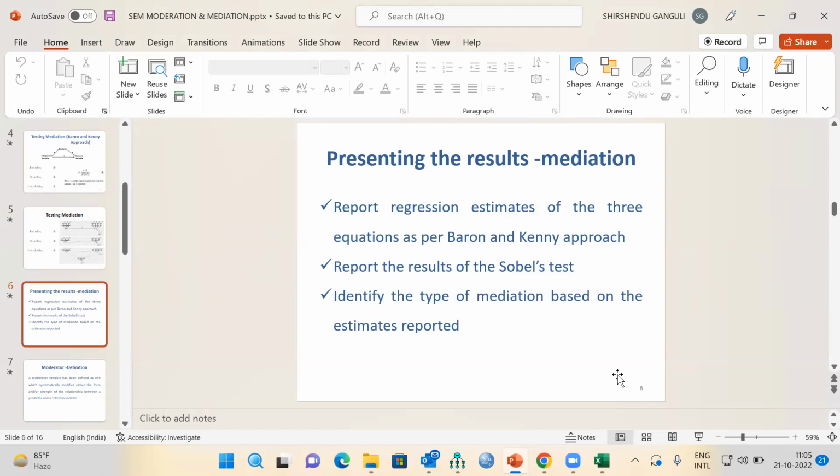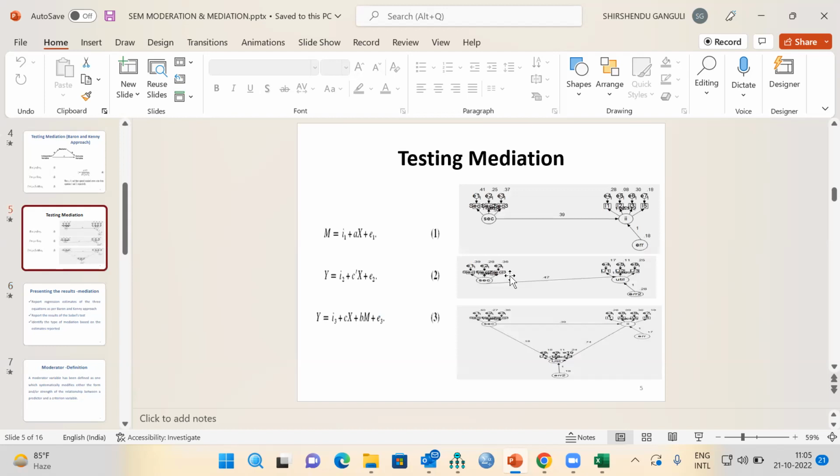In our case, it was a partial mediation because the direct path as well as the mediated path were both significant. And the direct path, when we are talking of the mediator, is reduced in the equation. The coefficient value is coming down. So it's a partial mediation. If the direct path was not significant in the third equation, then it should be a case of full mediation. And if the direct path is only significant in the third equation and the mediation is not significant, then it is a case of no mediation.